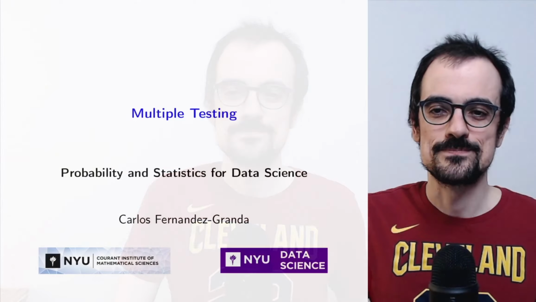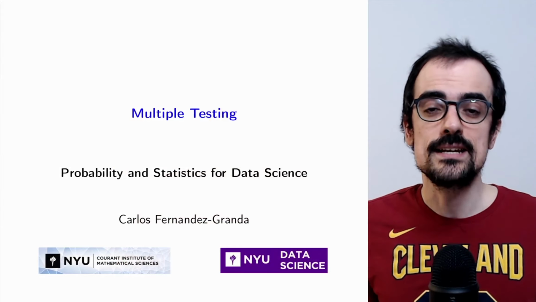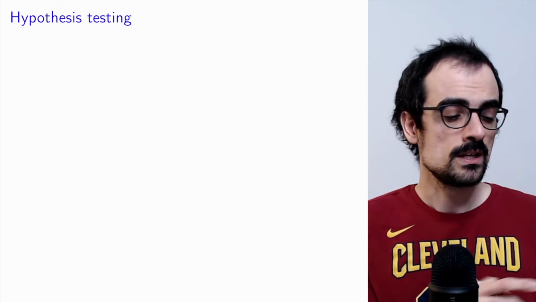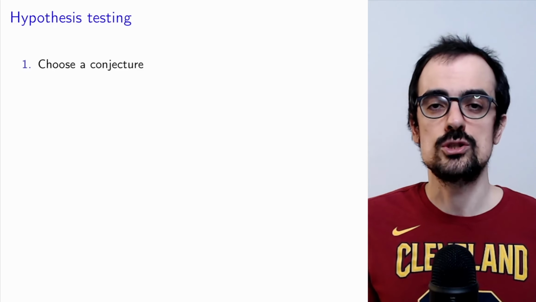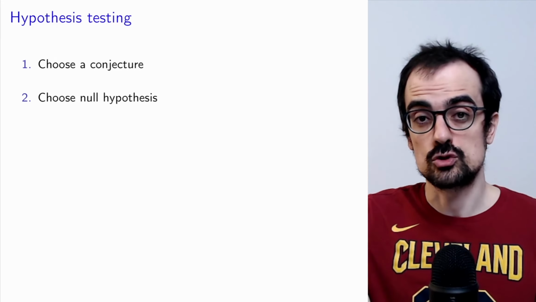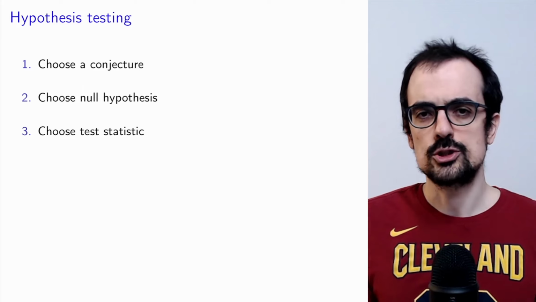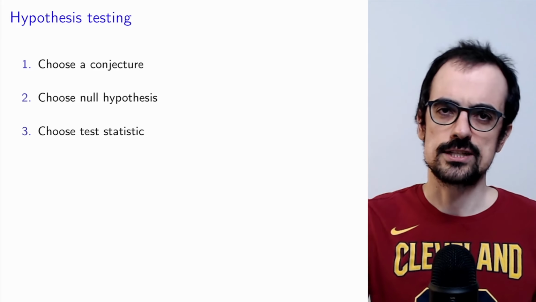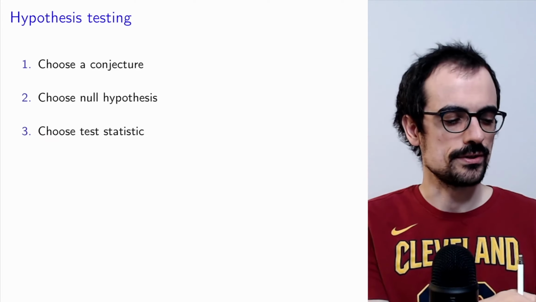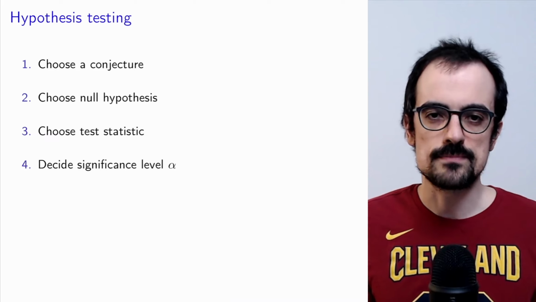Let's get to it. We're going to talk about multiple testing, but let's begin by reviewing the hypothesis testing framework. In hypothesis testing, we begin by choosing a conjecture. Then we choose a null hypothesis that contradicts that conjecture. We choose a test statistic that should be large if the original conjecture holds. A large test statistic is evidence against the null hypothesis. Then we decide on a significance level alpha, which is often set at 5%.